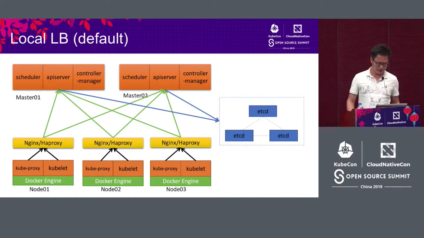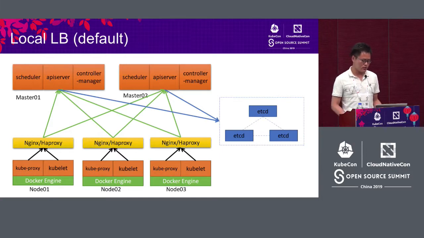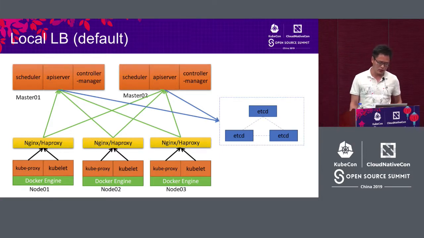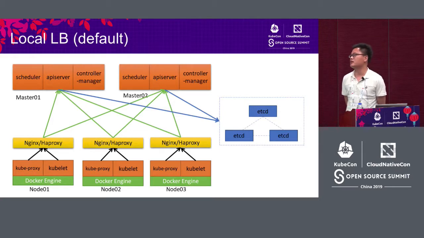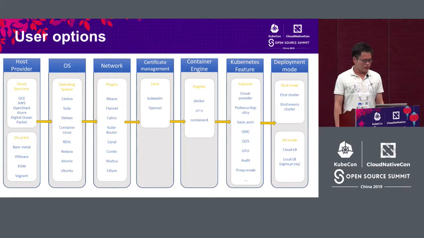Now, let's look at the local LB structure. What is the benefit of a local LB? It's more practical and has more economic value. Whether you use F5 or cloud LB, you need to pay. But if you use local LB, whether on a physical machine or cloud, it's free of charge, so it has better value for money. So Kubespray supports local LB.